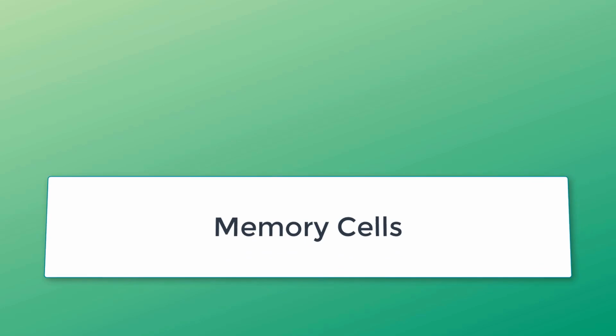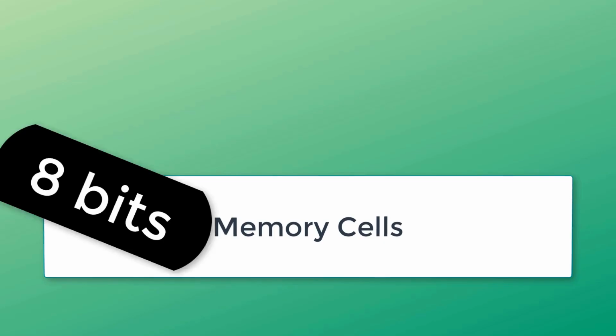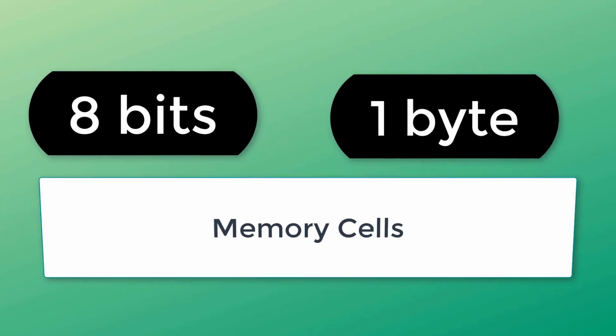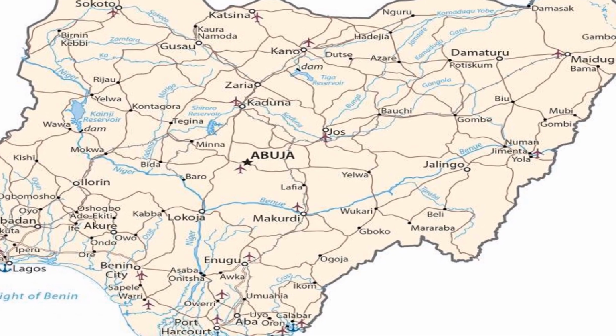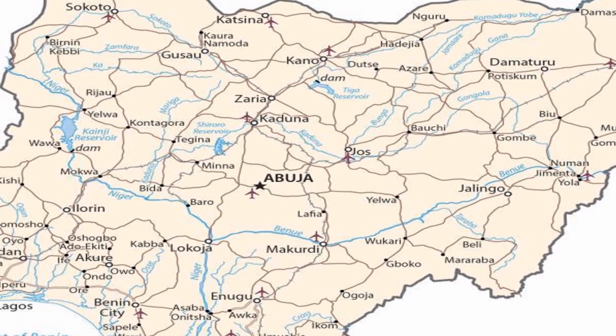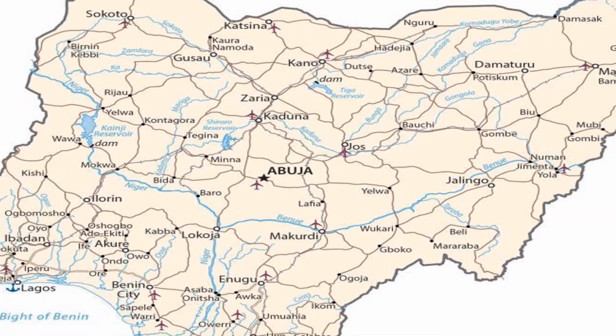The data stored in the RAM is organized into small units called memory cells, which are typically 8 bits or 1 byte in size. Each memory cell has a unique address that the computer can use to access the data in it. The address is like a map that tells the computer where to find the data.